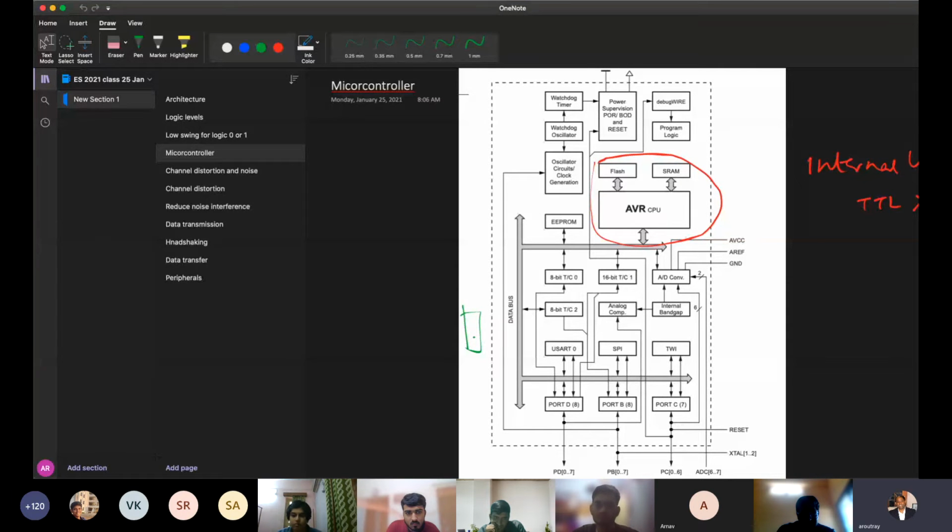एम्बेडेड सिस्टम तुमको आसान लगता है ना डिफिकल्ट लगता है? अभी अभी पता चला होगा सबको कि इलेक्ट्रिकल इंजीनियरिंग क्यों लिया. ठीक है, भेजा प्राइज प्रोफेसर सर.